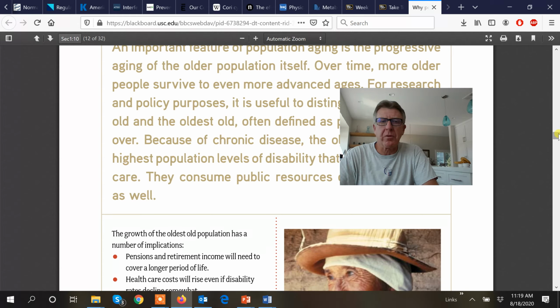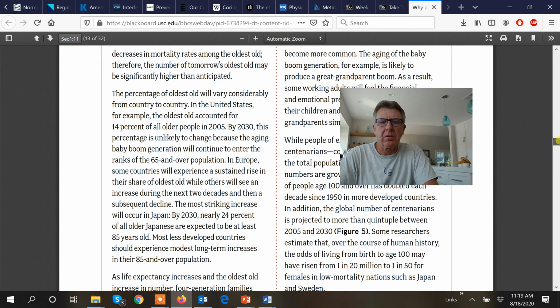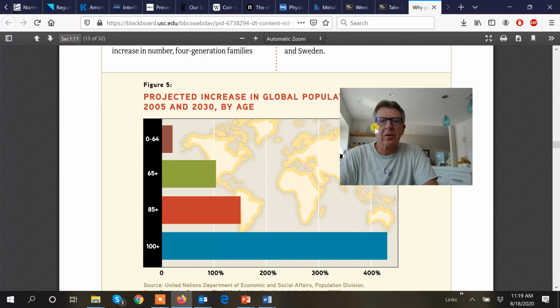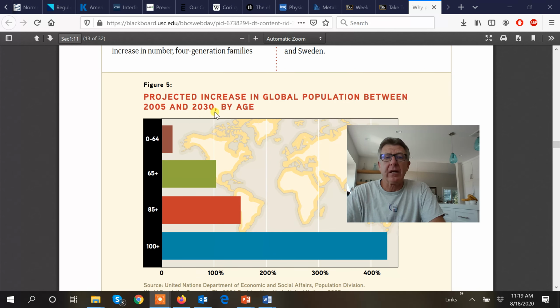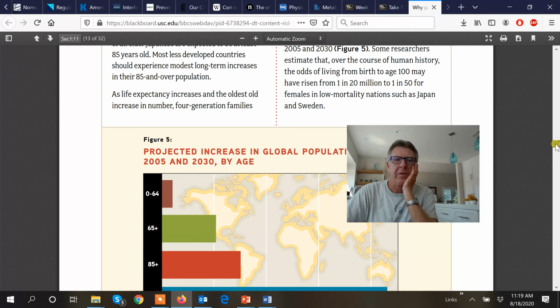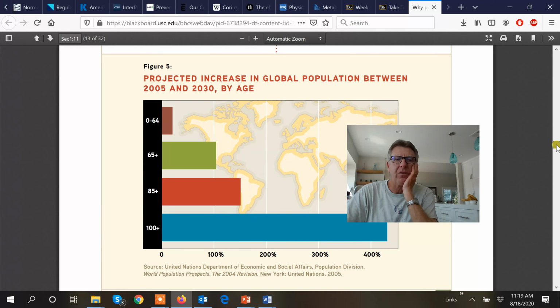So you come through down here. You see the drill. We're looking at the projected increase in the global population, 2005 to 2030. And we see right here, although there's not a lot of centenarians, we're pushing back the envelope. There's going to be a lot more. By 2030, a lot more by 85, on and on. Not a big increase in the 0 to 64, guys.